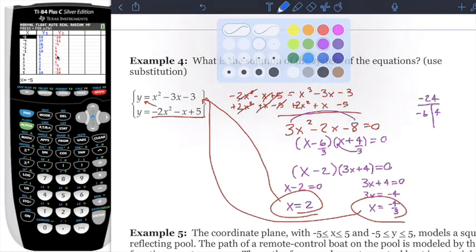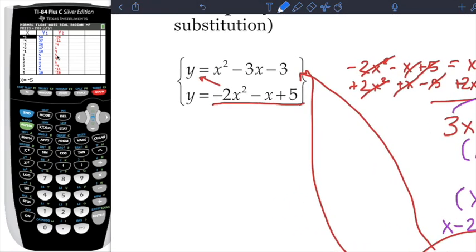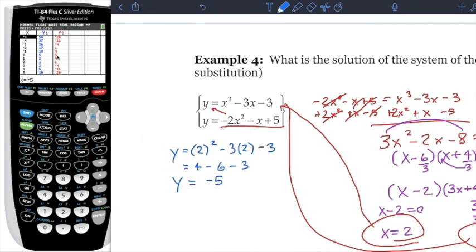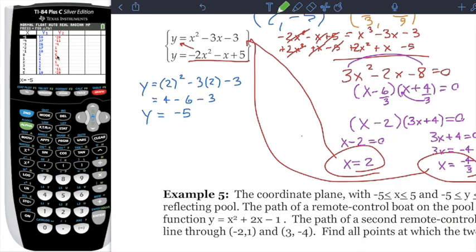So I'll do 2. Let's start out with the whole number. We'll do 2 in blue right here. So that'd be 2 squared minus 3 times 2, and then minus 3. So that'll be 4 minus 6, and then minus 3 right there. So what's that? Negative 2 minus 3. I think that comes out to negative 5. So one of our solutions was 2 comma negative 5. Okay, so now we're going to plug in negative 4/3 right there.